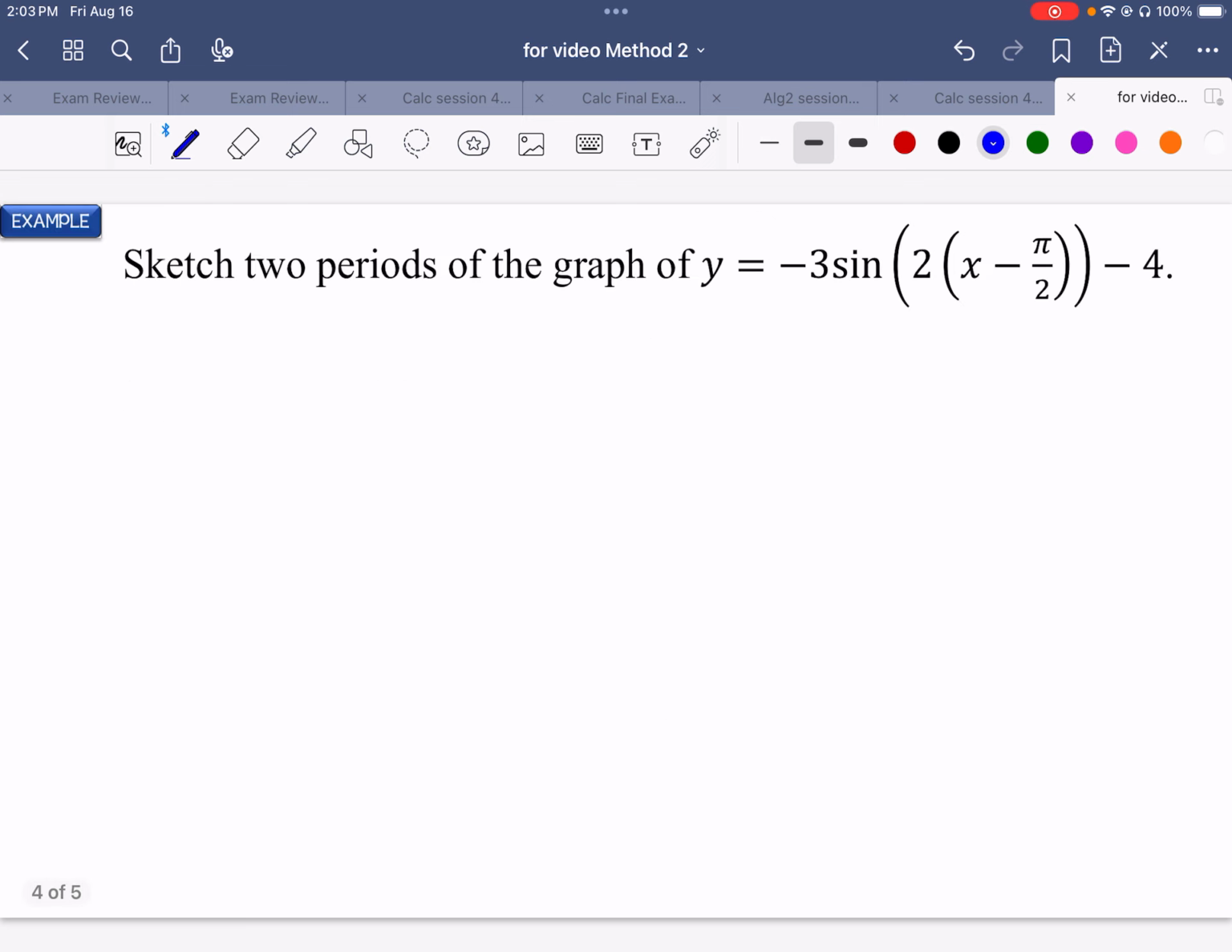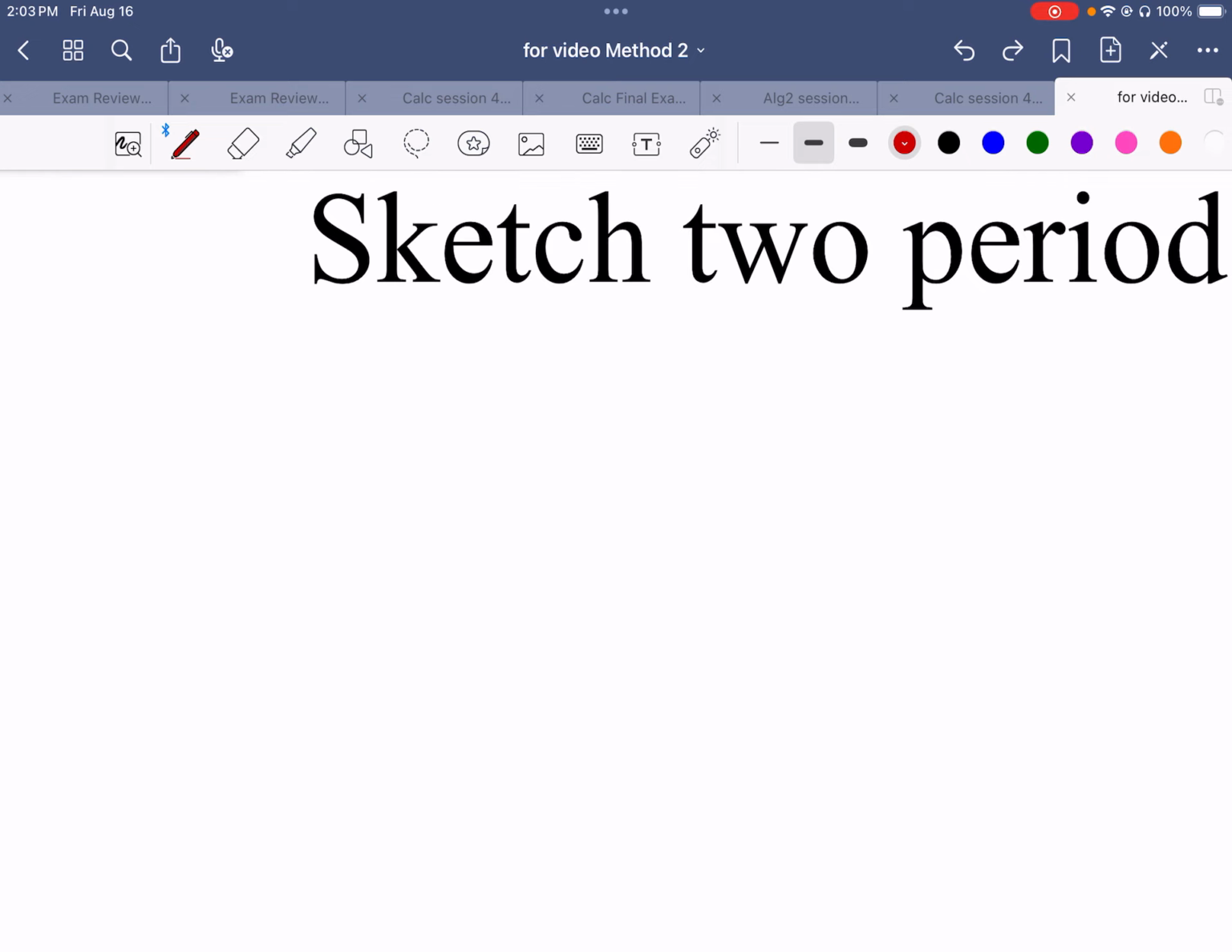All right, let's get started with an example. It says that we're going to sketch 2 periods of the graph of -3 sine of 2 times x minus pi over 2, minus 4. So I picked an example that has all 4 different transformations. So let's start by doing a bit of analysis. I'm going to zoom in here so I can get a lot of information on this slide.